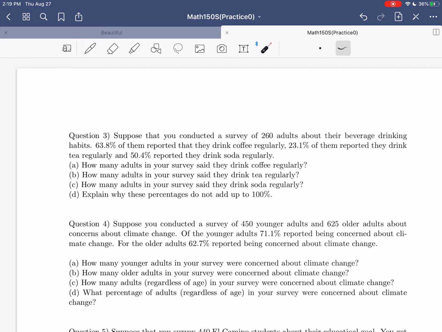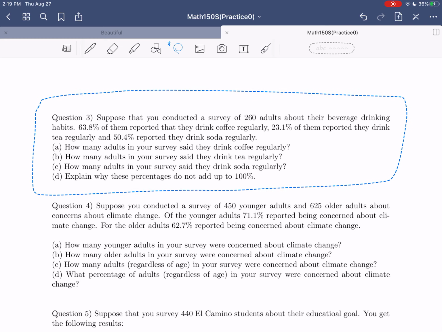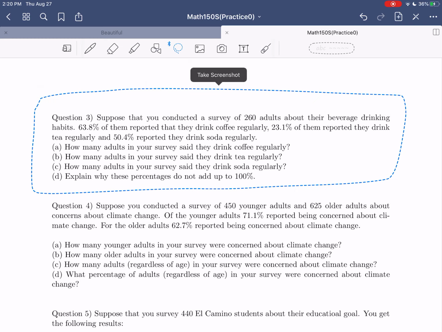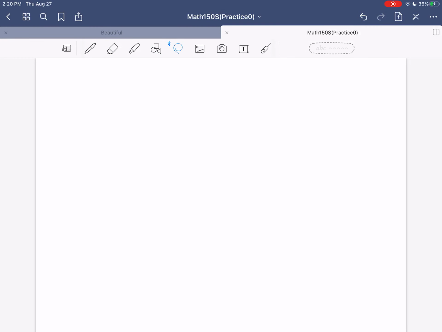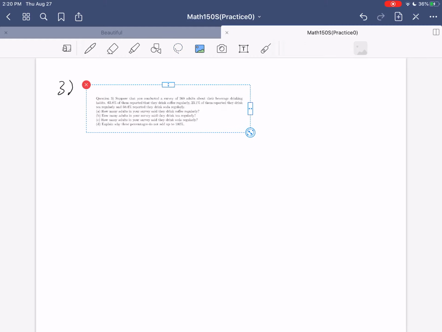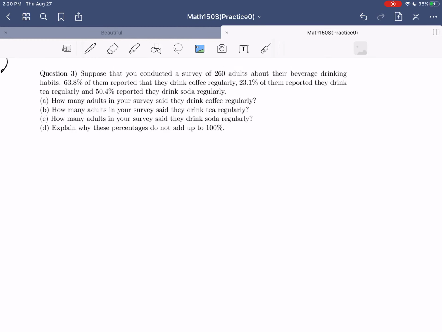So for question 3, we're going to sort of do the opposite. We're going to be looking not at trying to get percentages, but we're going to start with some percentages and try to use those to get some actual amounts here. So let's go ahead and we'll grab this and we'll give ourselves sort of a fresh page to work on there. Okay. There we go. So this will be question 3. We'll go ahead and paste that in. Make it a little larger for us. There we go.